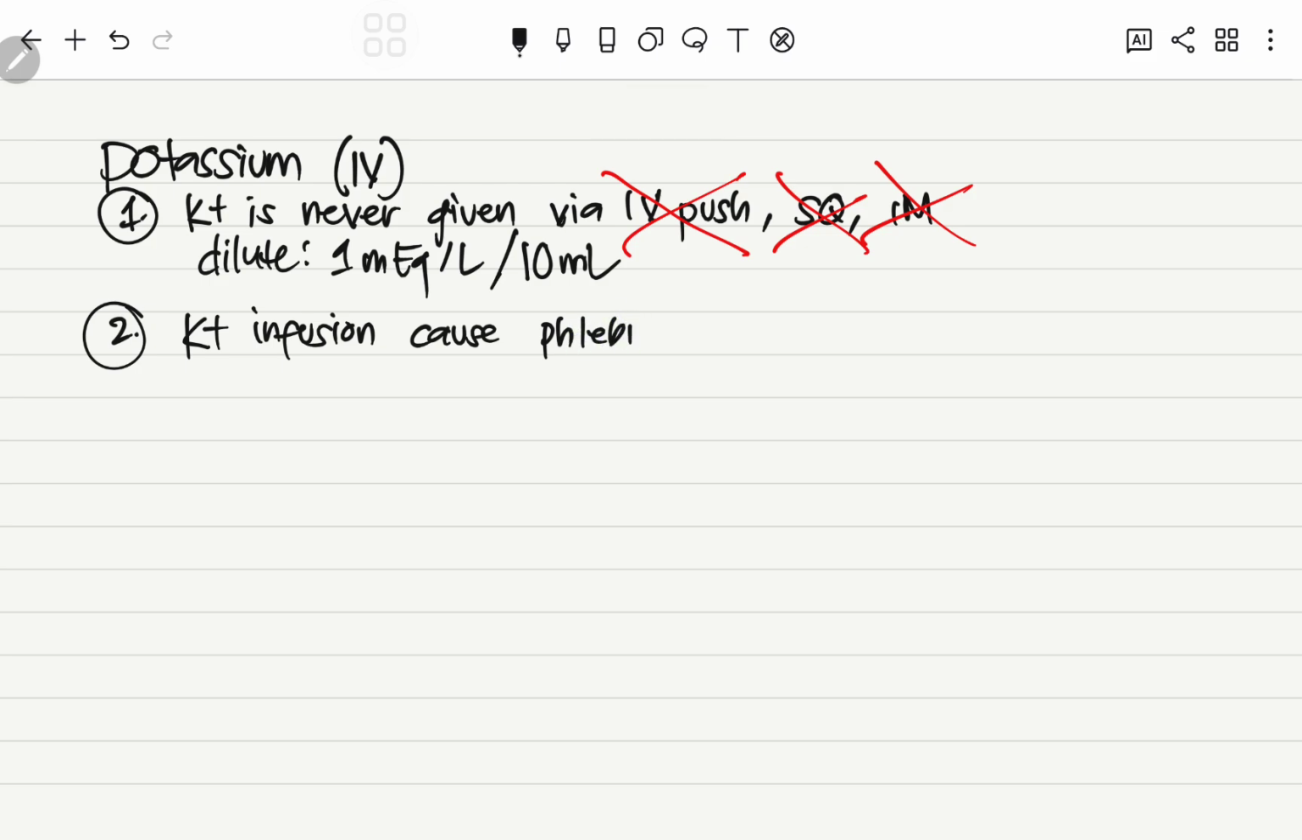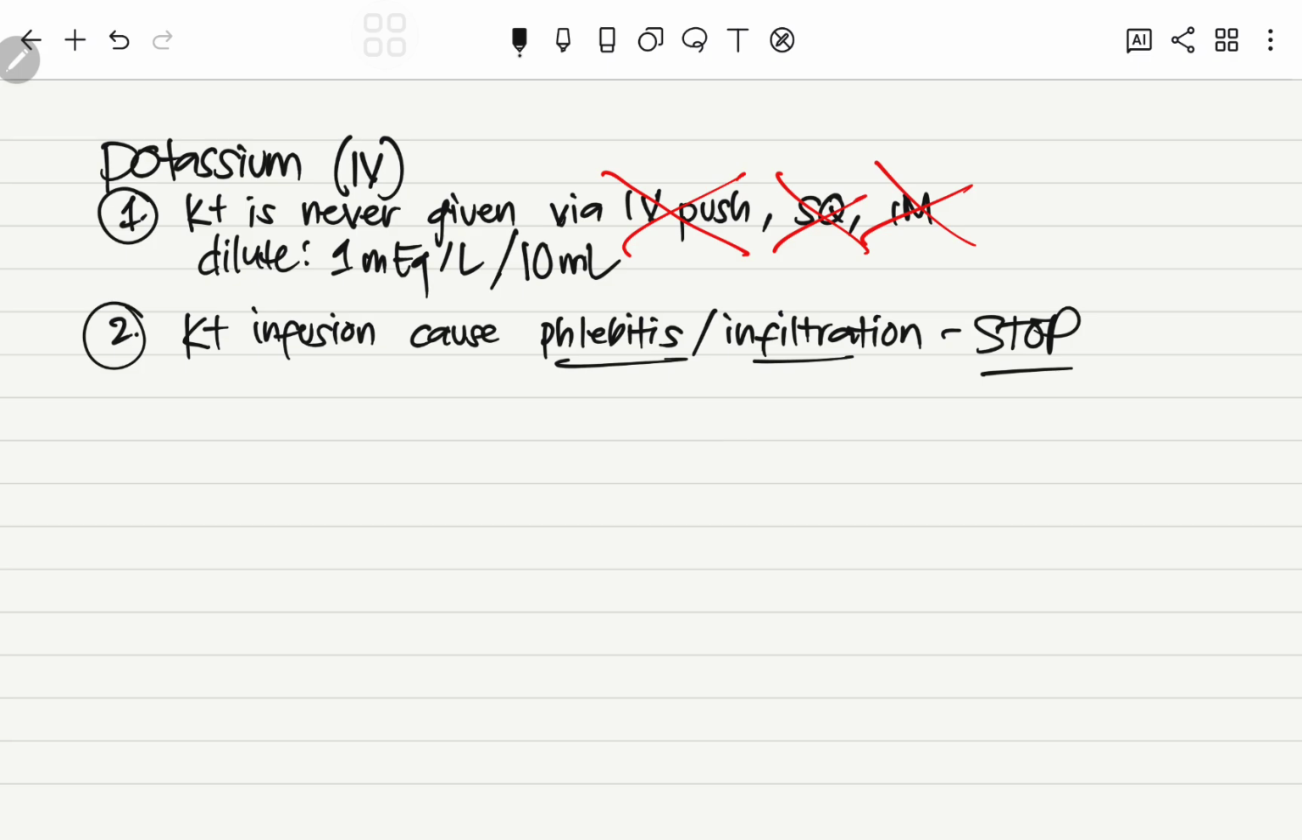So remember that it can cause inflammation at the IV site. If we have signs of phlebitis or infiltration, we need to stop immediately the administration of potassium.